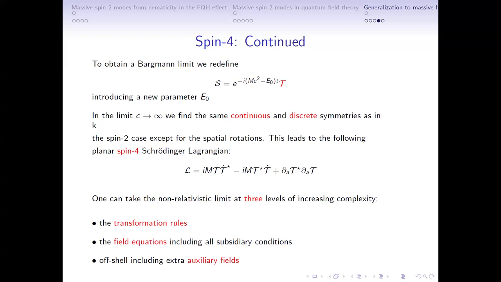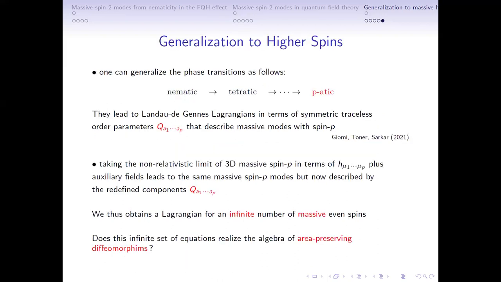In the paper we are writing, we also do it off shell, including the Lagrangian. And then there are extra auxiliary fields involved. It's a more complicated calculation. But at the end of the day, all the details are washed out, and you always end up with a Schrödinger function if you do this calculation. And then you can immediately make the jump also to higher spins.